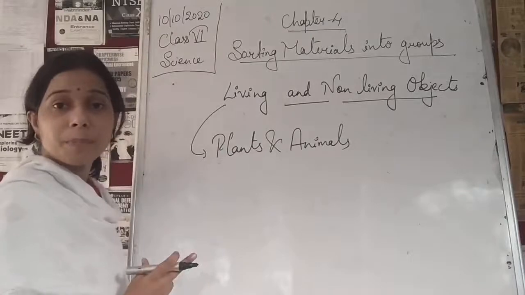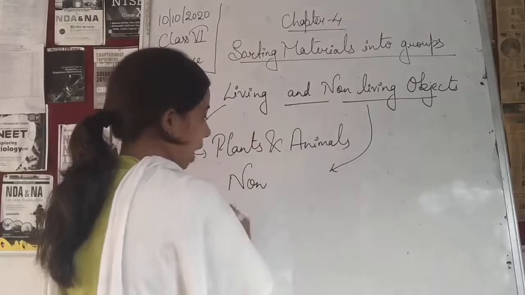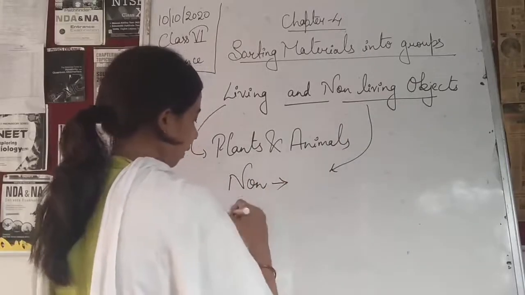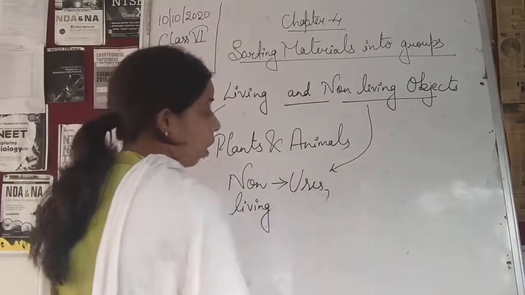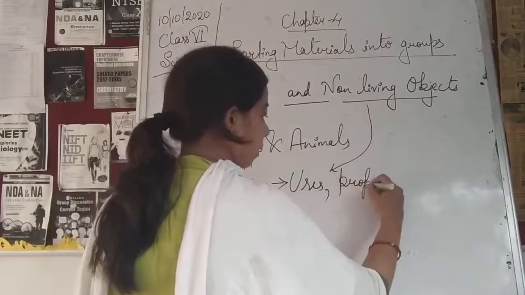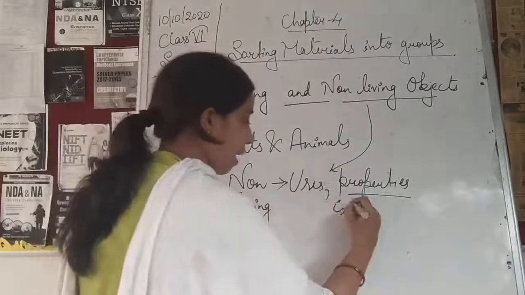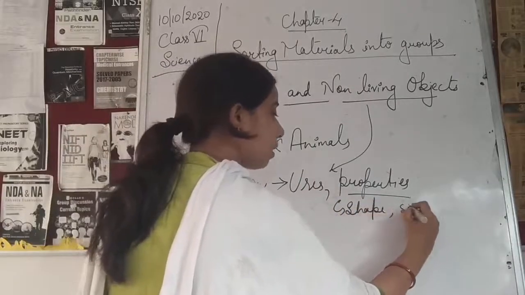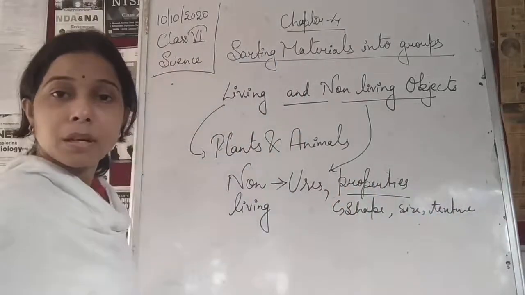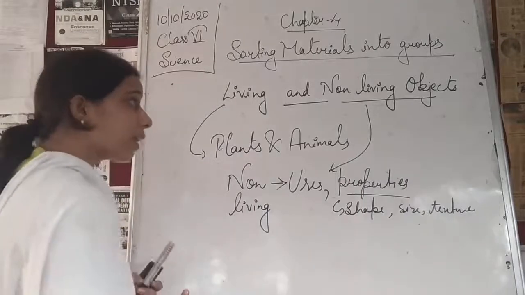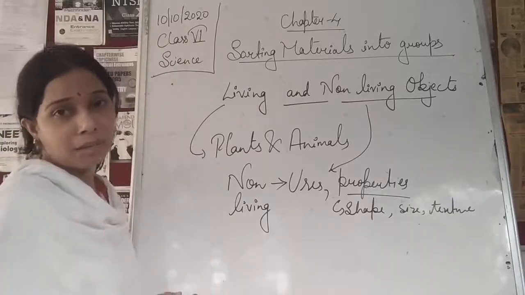What about the non-living objects, students? Non-living objects are also classified, on the basis of their uses and their properties. In the properties itself, you can include the shape, the size, the texture, or the hardness. So non-living objects are classified on some basis, and living objects are also classified on some basis.